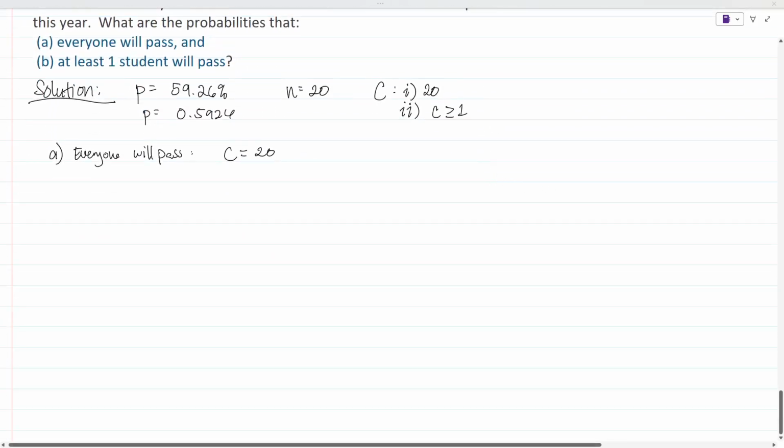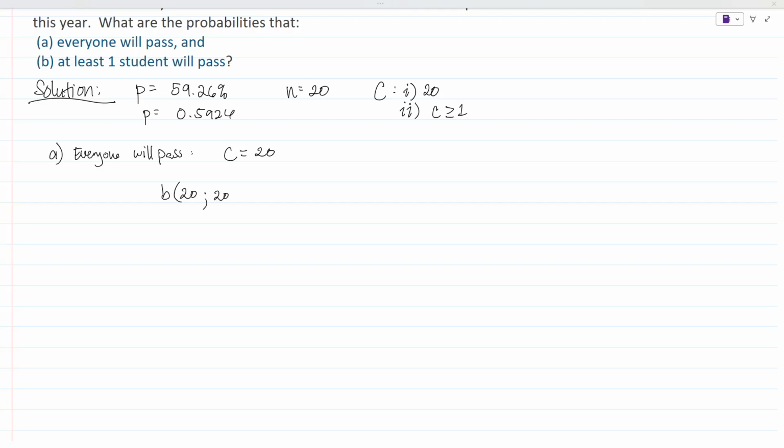So, the binomial distribution of one passing, all are passing or 20 passing, given that there are 20 people, diba? With a probability of 0.5926 is equals to n combination of x, p of x, q of n minus x.